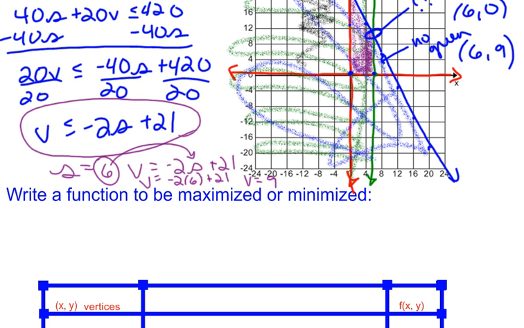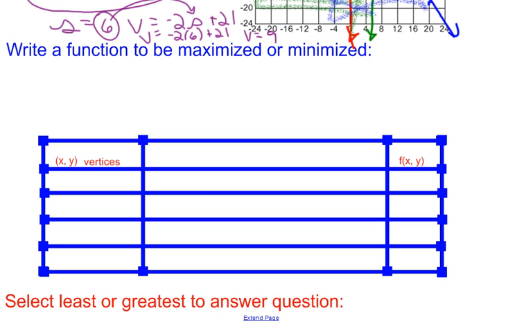So I'm going to go ahead and just put those in my table. So I have 0, 0, 0, 21, 6, 0, and 6, 9. So those are my 4 vertices of my enclosed area.